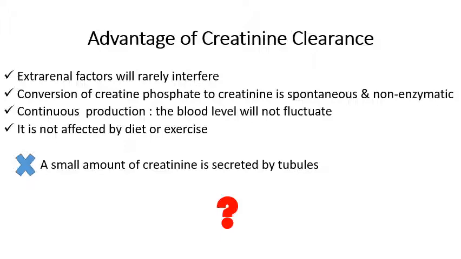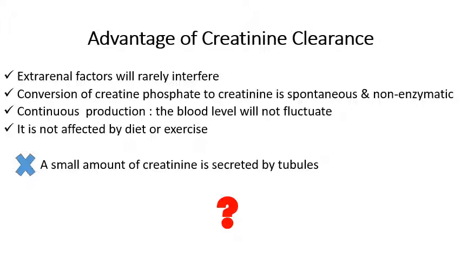The advantage of creatinine clearance is that extrarenal factors will rarely interfere. That means diet or temperature and so on do not interfere. Conversion of creatine phosphate to creatinine is spontaneous and non-enzymatic. It keeps on happening in our body, because creatine phosphate is present in our muscle cells, and our muscle mass does not change much. That is why creatinine production occurs continuously in the human body, as a non-enzymatic, spontaneous reaction. The blood level will not fluctuate easily. It is not affected by diet or exercise.